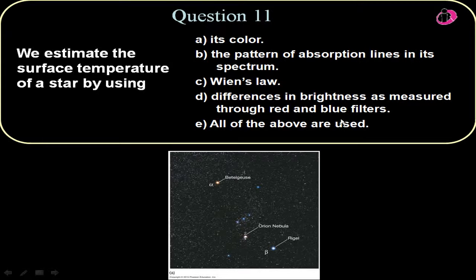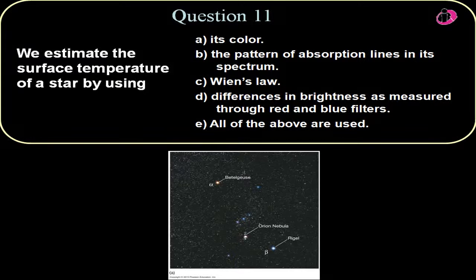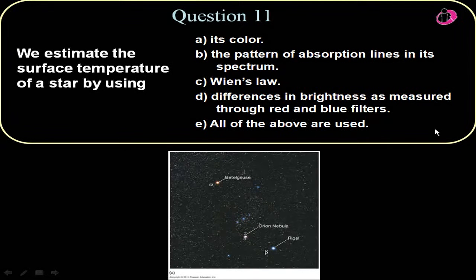Difference in brightness through red and blue filters could set up a black body diagram, which will tell us the temperature. So all these things could be used to determine the temperature of a star. All of the above.